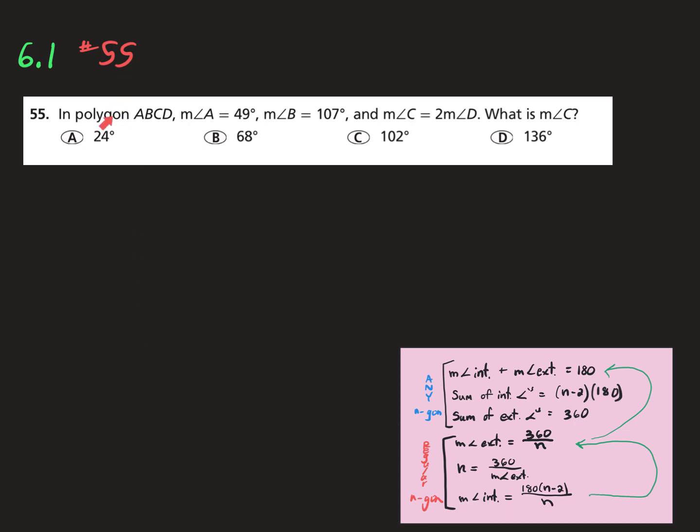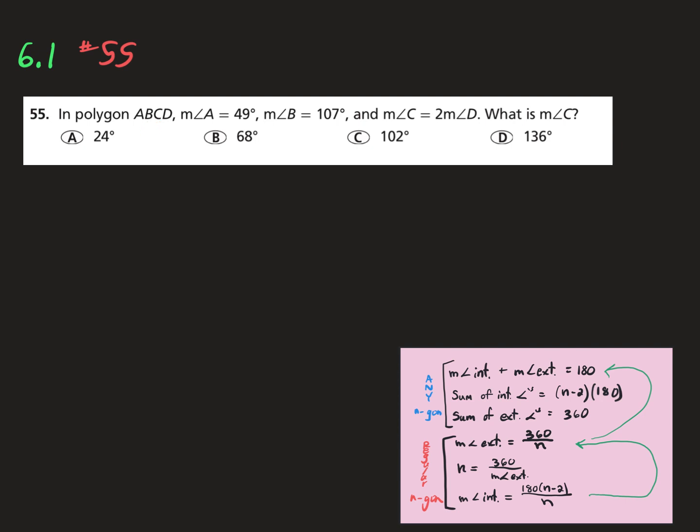In number 55, they don't tell us how many sides there are, but there are 4 vertices. So if there are 4 vertices, then there are 4 angles. And if there are 4 angles, there are 4 sides. So it should be pretty clear that ABCD is a 4-sided polygon.